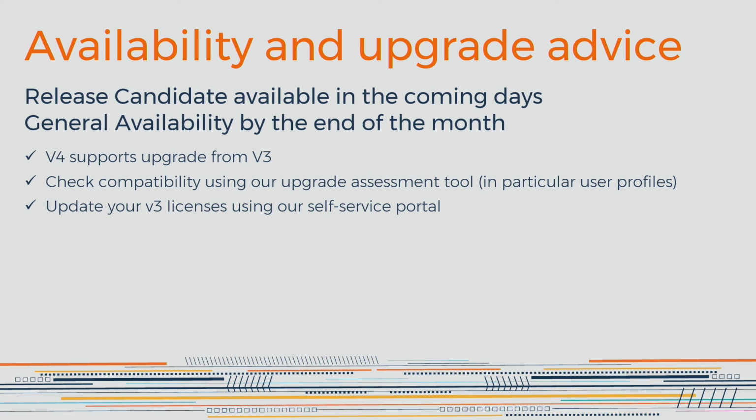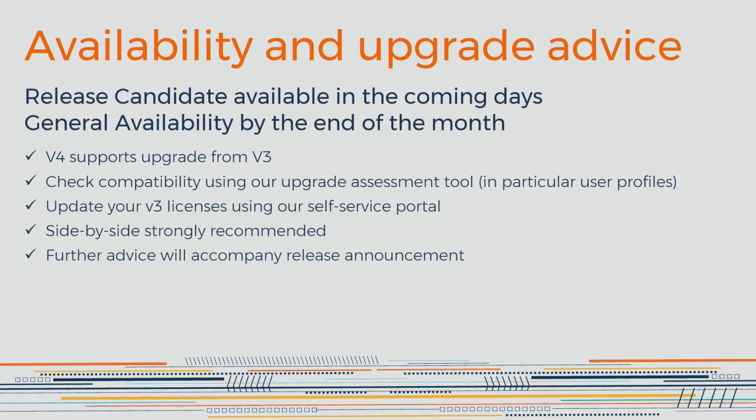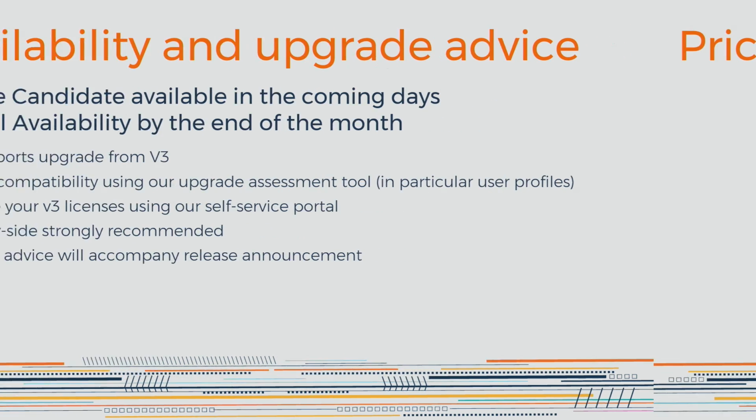You'll be able to update your V3 licenses such that they're compatible with V4, and we've built a self-service portal for you to do just that, and we'll send you details of that. And we have also developed V4 with a side-by-side upgrade in mind, and it's strongly recommended. So we don't want you just to blat V4 over your V3 environment and hope for the best. We want you to install it side by side, run the upgrade of your dashboards across from V3 to V4, check that out, do some user acceptance testing, and then switch over when you're ready. And we'll have loads more advice, mainly coming from Matthew, in the coming days.